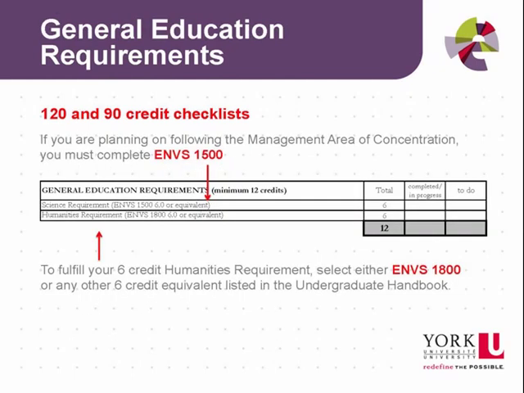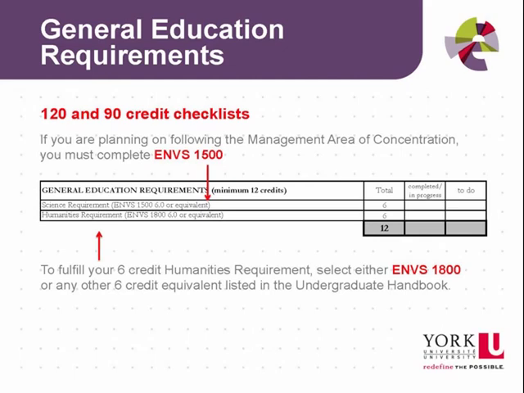The next section we need to fill out is General Education Requirements, which are the same for both the 120 and 90 credit programs. Your science requirement is ENVS 1500, Intro to Science of Environmental Studies. If you have completed this course, put a 6 under the Completed or In Progress section. Otherwise, put a 6 under To Do. For alternative course options in the General Education section, please review the latest undergraduate handbook.